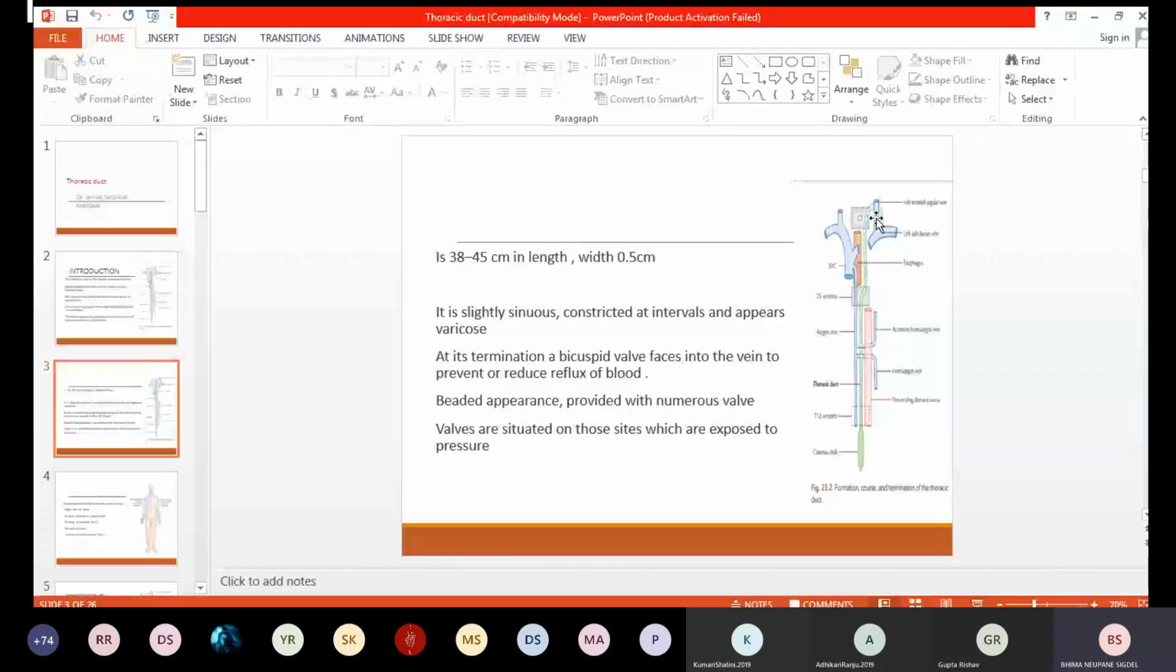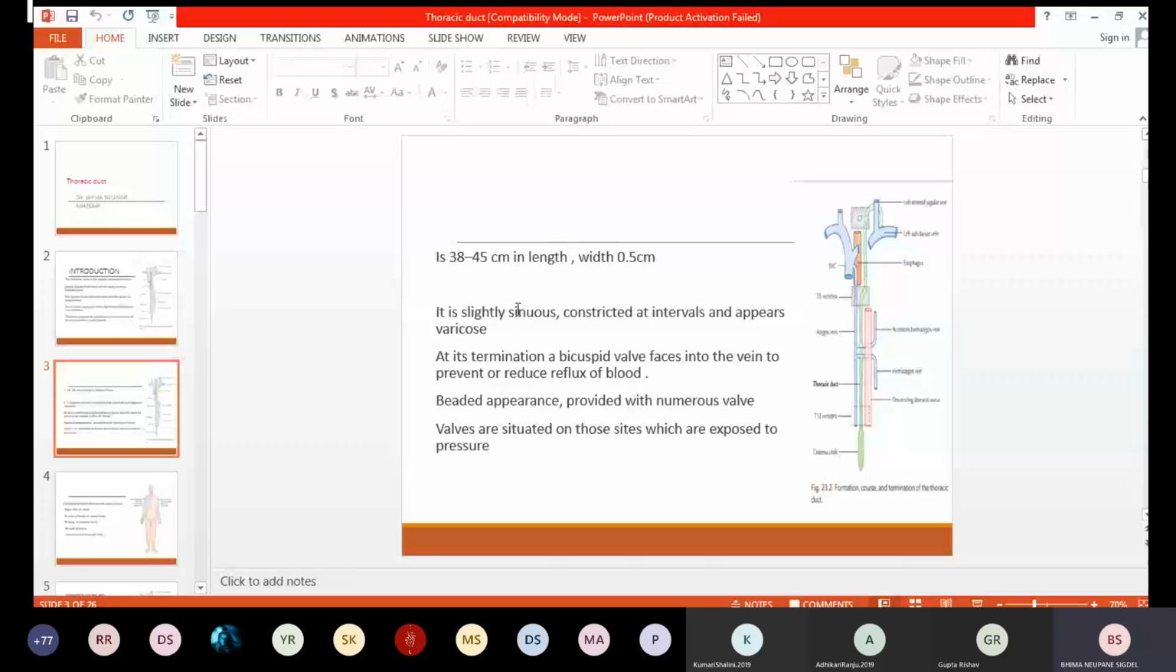So you can keep it in the range also, that is 38 to 45 centimeter in length, and the width you can see here is only 0.5 centimeter, the diameter of the thoracic duct. Okay, so 38 to 45 centimeter is the length, and width is 0.5 centimeter. Beaded appearance and white milky structure is the content, that is, the fluid is milky white in appearance. Okay, and same thing here, sinus constricted in interval, that means same beaded appearance.